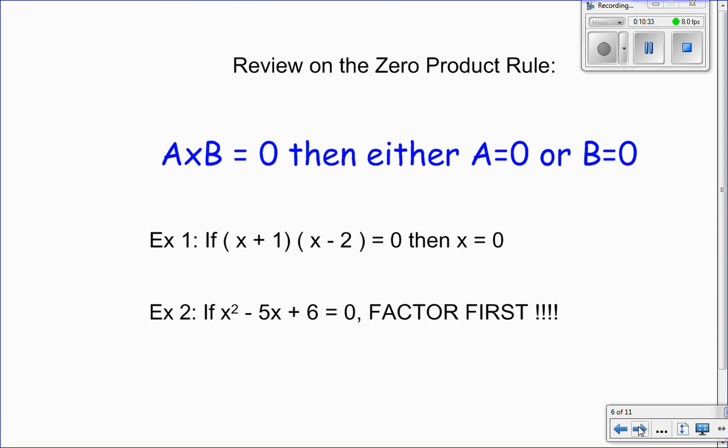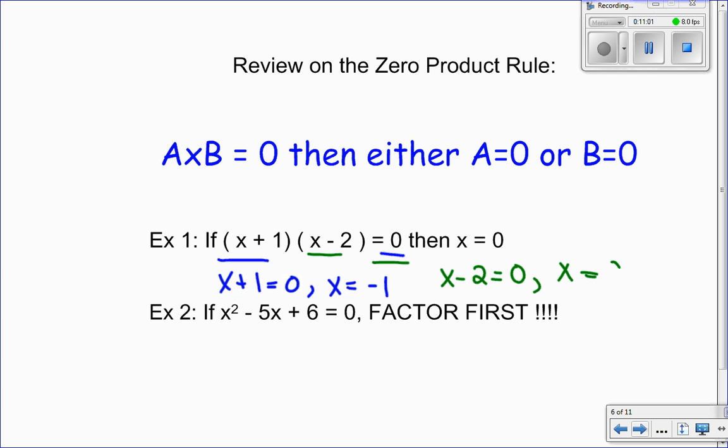Okay, the zero product rule. So this is what we just looked at. If we have x plus 1 times x minus 2 equals 0, x plus 1 equals 0, which means x equals negative 1, and it also means that x minus 2 is equal to 0, which means x equals 2. So these are our two zeros in that case.